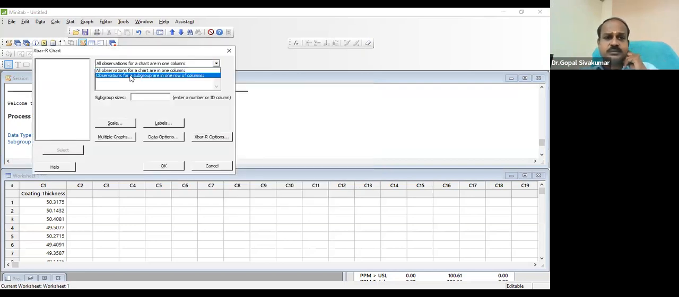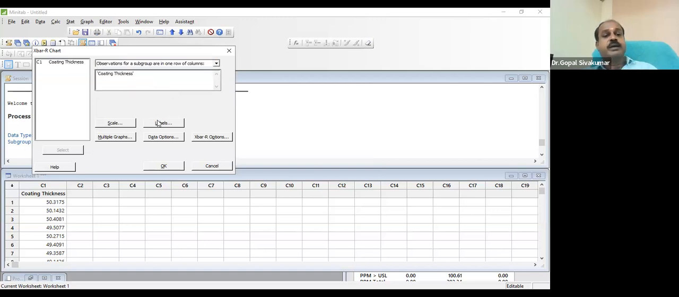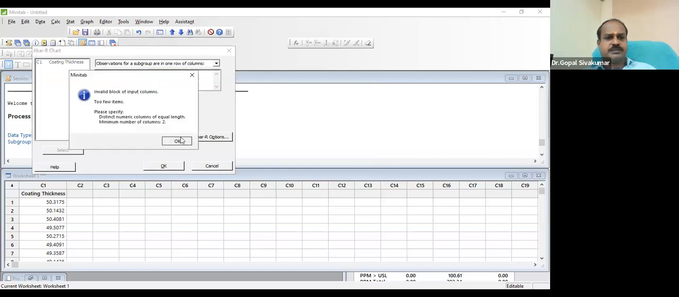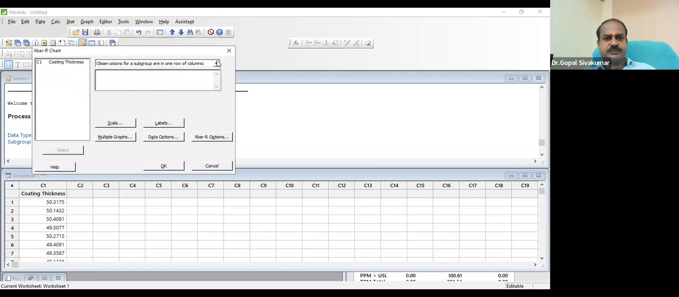Now, all observations are in one column. That column is C1. All the data in one column. So double click, subgroup size 3. Now X bar R options.